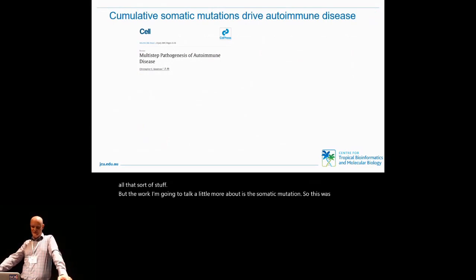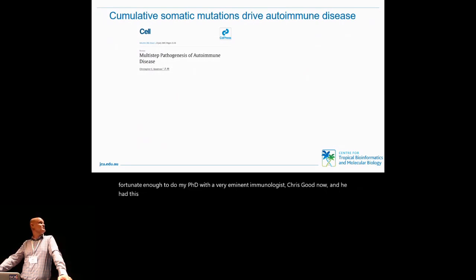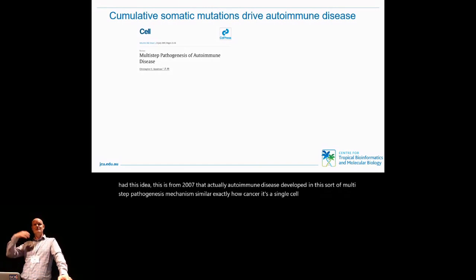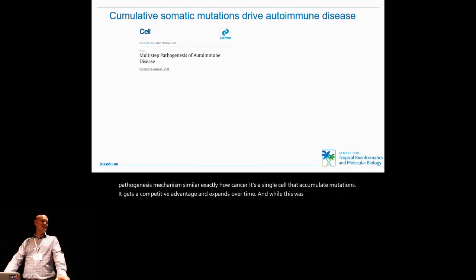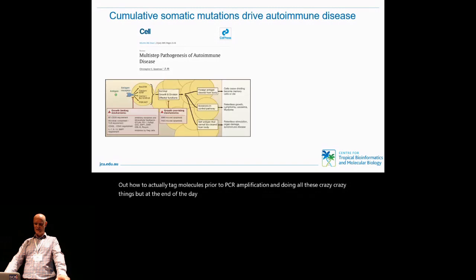So I was fortunate enough to do my PhD with a very eminent immunologist, Chris Goodnow. And he had this idea, this is from 2007, that actually autoimmune disease developed in this sort of multi-step pathogenesis mechanism, exactly like cancer: it's a single cell that accumulates mutations, it gets a competitive advantage and expands over time. And while this was great in theory, the technology didn't really exist to prove it. Part of my PhD was trying to figure out how to actually tag molecules prior to PCR amplification and doing all these crazy things. But at the end of the day, technology just wasn't quite there.